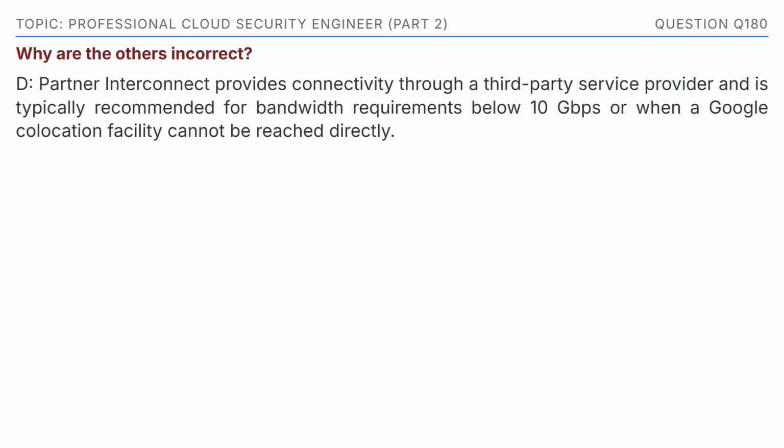D. Partner interconnect provides connectivity through a third-party service provider and is typically recommended for bandwidth requirements below 10 gigabits per second or when a Google colocation facility cannot be reached directly.